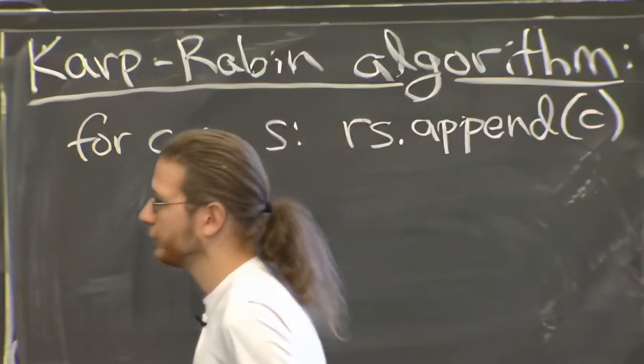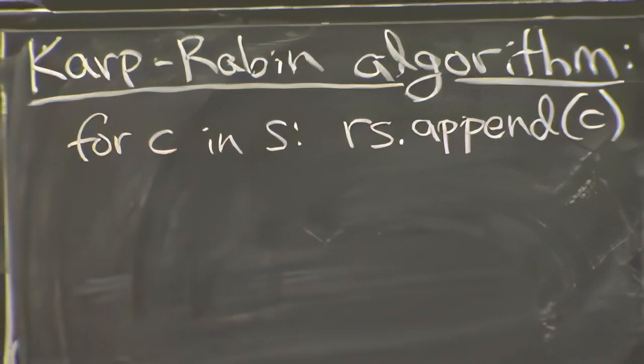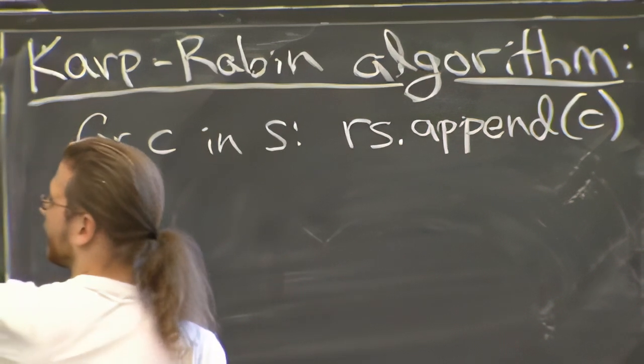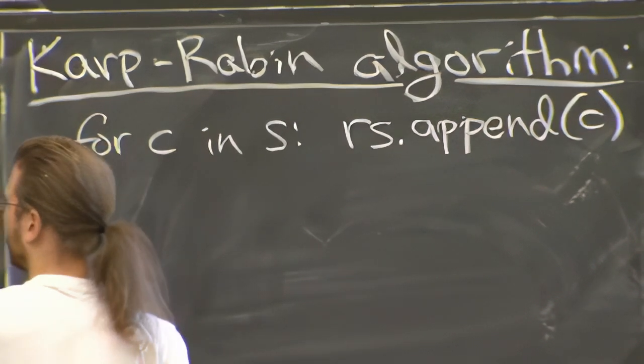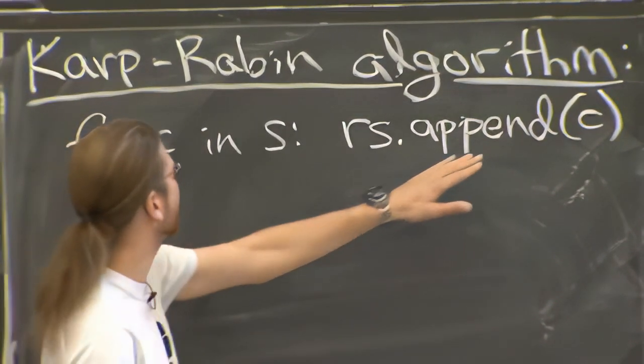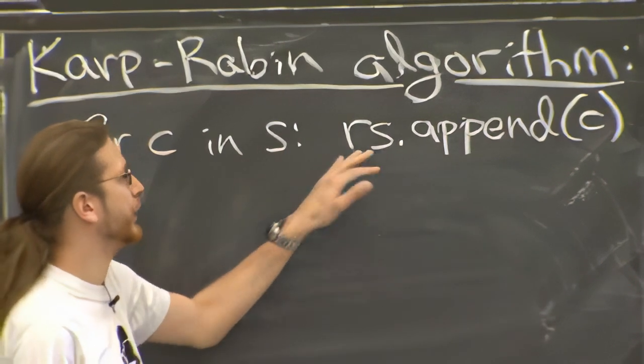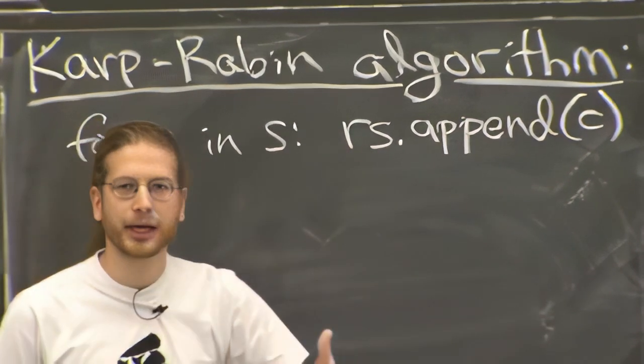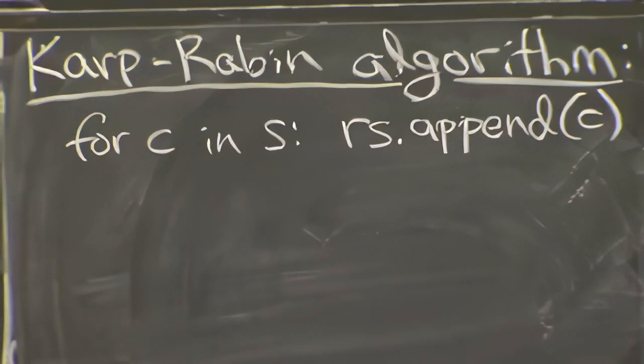First thing I'd like to do is compute the hash function of s. I only need to do that once, so I'll do it. In this data structure, the only thing you're allowed to do is add characters. Initially, you have an empty string. And so for each character in s, I'll just append it. And now rs gives me a hash value of s. Okay?